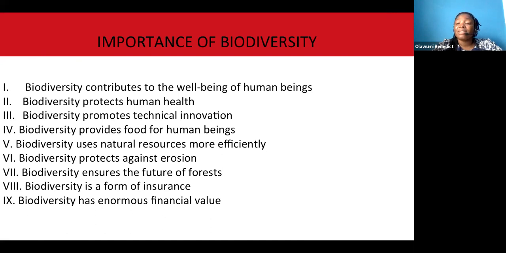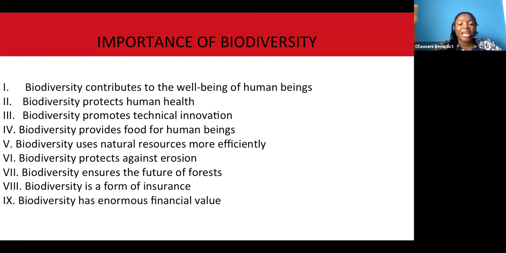Biodiversity protects against erosion. We've talked about this. We cannot underestimate when we have hedges on our farm, how it helps in controlling erosion. Then it ensures the future of forests. So even though we are clearing our lands for agricultural processes, we still need this forest, because there are elements of nature that help in climate change. So biodiversity is a form of insurance also for us, because when we have this, it insures our farm against pests, against diseases, against so many other elements that can happen, wind break and wind erosion and things like that.